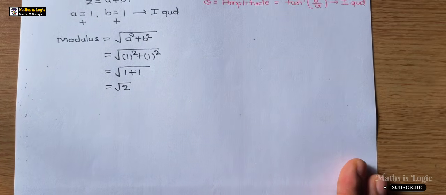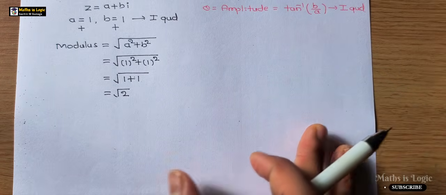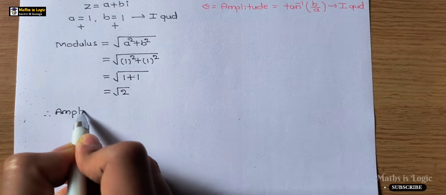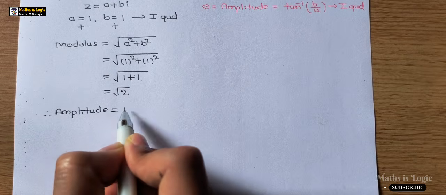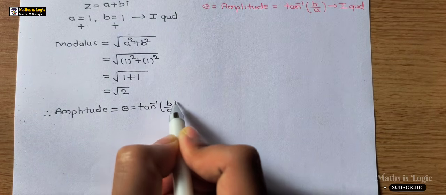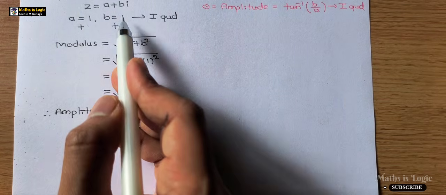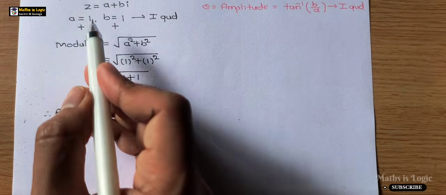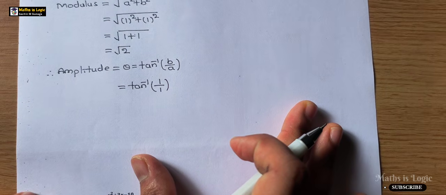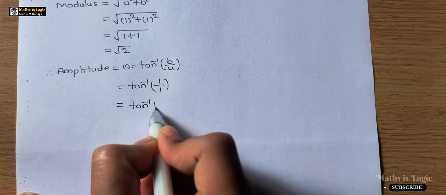After that, find the amplitude. The amplitude in the first quadrant has the formula tan inverse of b divided by a. Therefore amplitude theta is equal to tan inverse of b divided by a, which is tan inverse of 1 divided by 1, which is tan inverse of 1.